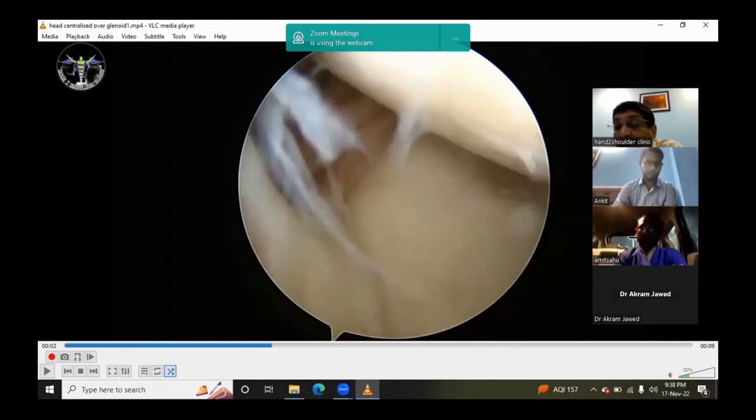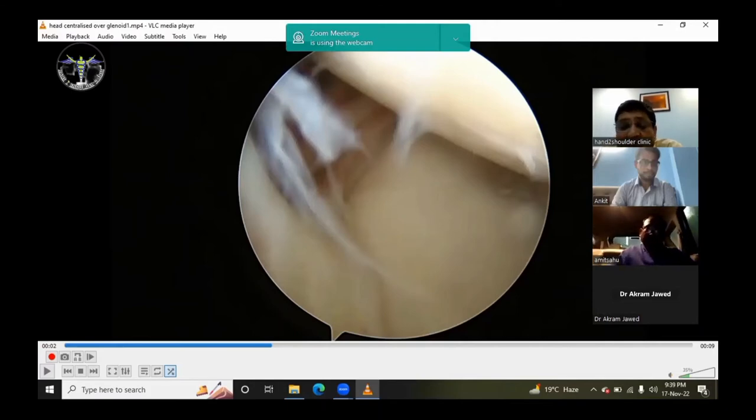See how much soft tissue is there. Many times there is not much bone loss, but you don't have much soft tissue to suture either. There's no labrum, you don't find anything, you just have some amount of capsule. Then we do procedures like rotator interval closure and other things. But today we are not discussing those. Maybe some other day we'll discuss those.